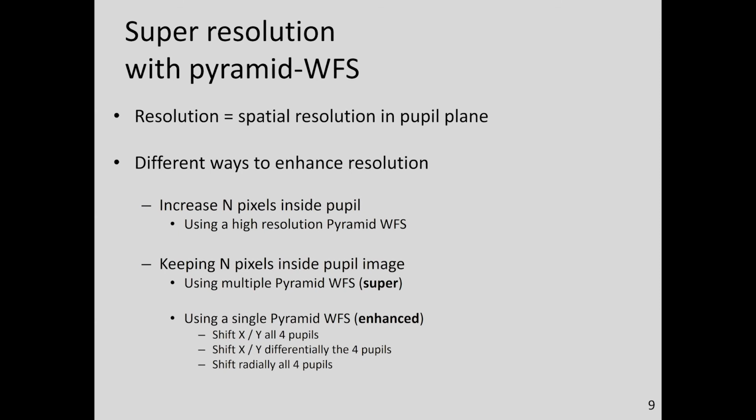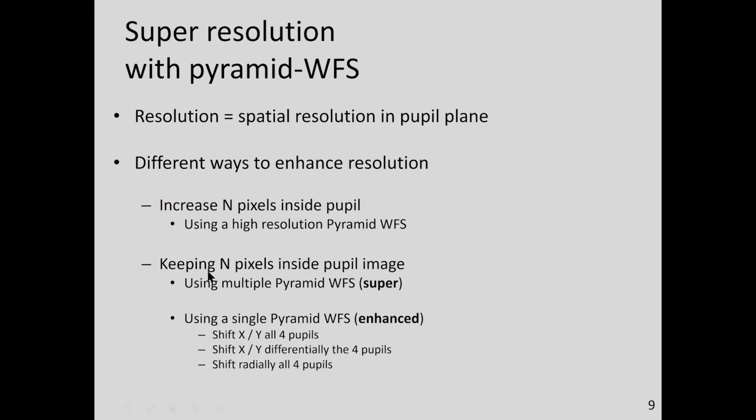Why do we want to use super resolution? If we are facing a discontinuity, it means that the phase is evolving very fast with respect to the position in the pupil. So increasing the resolution is a way to try to follow the phase modification. So we want to increase this spatial resolution in the pupil plane. There are different ways to improve this resolution. The first one, which is easy, is with your detector, just increase the number of pixels in order to make some pupil measurements. So that would be a high resolution pyramid wavefront sensor.